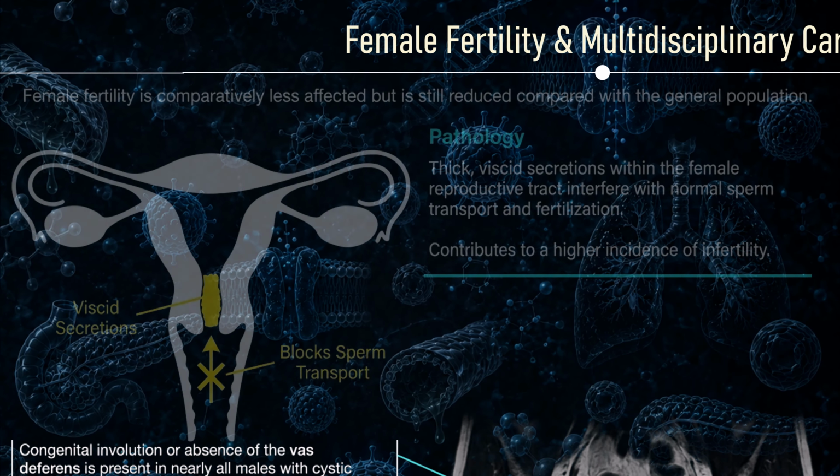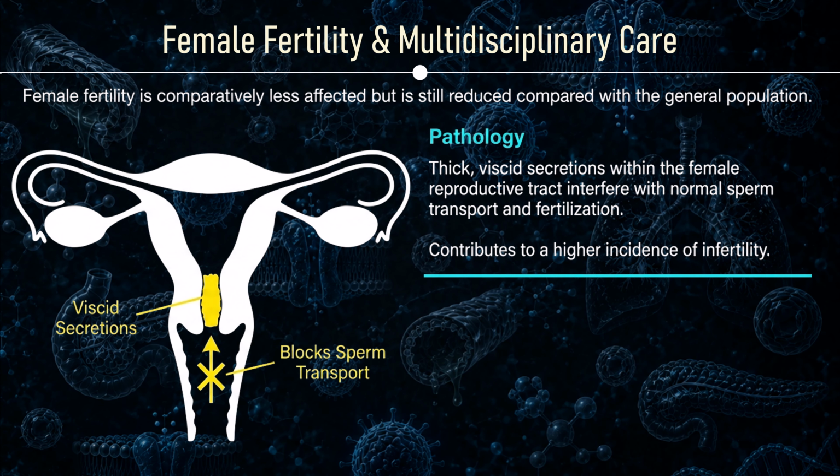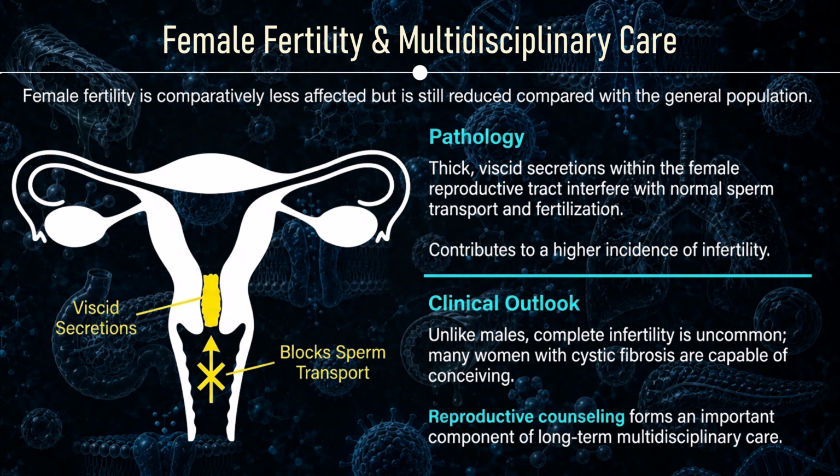Female fertility is comparatively less affected, but is still reduced compared with the general population. Thick, viscid secretions within the female reproductive tract interfere with normal sperm transport and fertilization, contributing to a higher incidence of infertility. Unlike males, complete infertility is uncommon, and many women with cystic fibrosis are capable of conceiving. Nevertheless, reproductive counseling forms an important component of long-term multidisciplinary care.